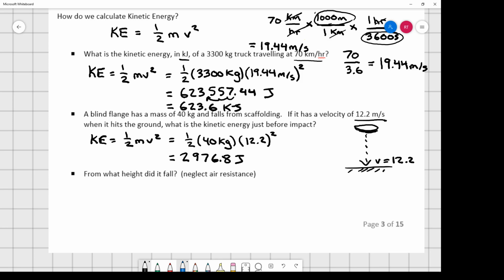So the next level type question would be comparing this final case with an original case, and I'm curious, how high was it when it dropped? Well, the way to do that is to understand that the kinetic energy at the bottom when it impacted was the same amount of energy that we started with. It was just a different form. So in this case, my kinetic energy at the bottom would be equal to the potential energy that it started with. So my 2976.8 joules would be equal to the potential energy, mass times gravity times height.